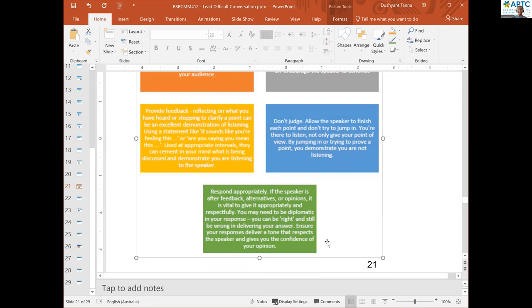And then finally, respond appropriately. If the speaker is after feedback or alternatives or opinion, it is vital to give it appropriately and respectfully. You may need to be diplomatic in your response. You can be right and still be wrong in delivering your answer. Ensure your response delivers a tone that respects the speaker and gives confidence in your opinion.